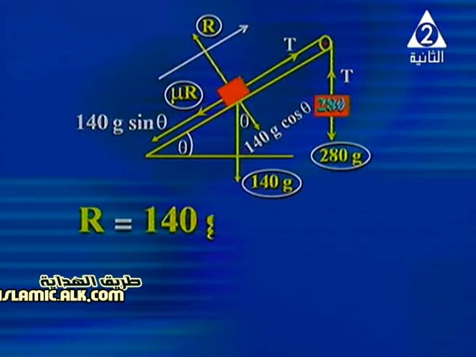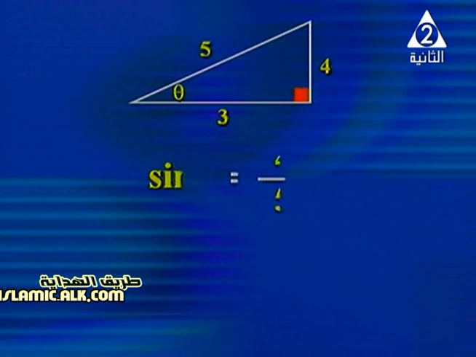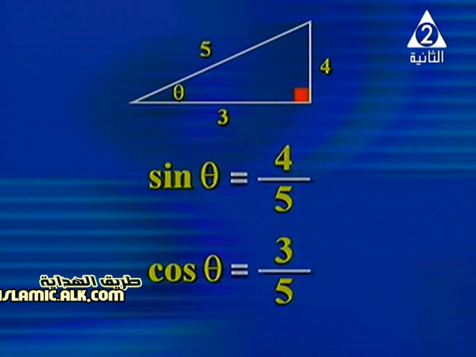280. Look at the first motion vertically: r equals 140 g cosine theta. This is number 1. By substitution about cosine theta equals 3 over 5 to find the value of r, then r equals 140 times 3 over 5 g, equals 84 g. After that, we have sine theta 4 over 5, cosine theta 3 over 5.